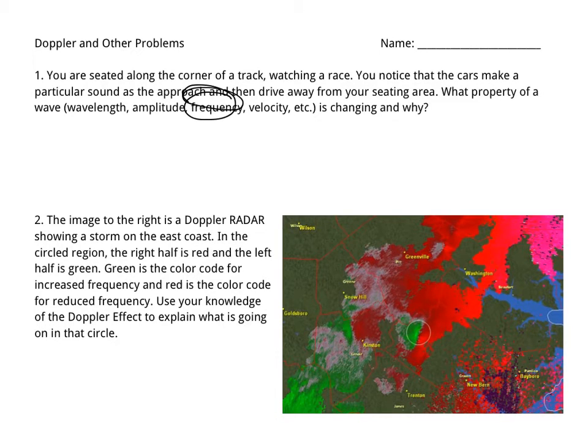There is, of course, also a wavelength effect because frequency and wavelength are related inversely to one another. There is no velocity effect. The speed of the wave is based on the medium. That's not changing because of the motion of the object.